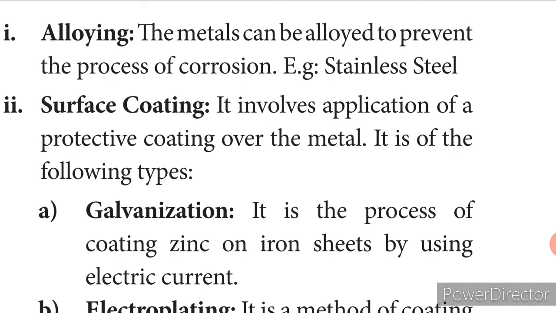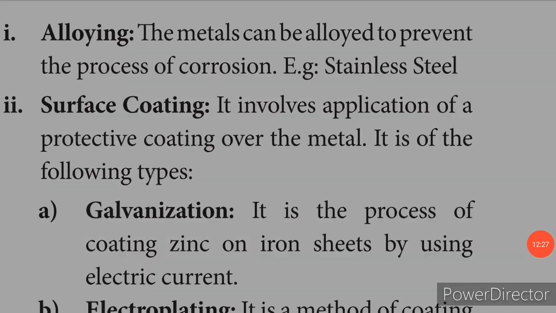Now this process, galvanization, is a process in which the coating on the iron sheets will be of zinc, and this is done using electric current. When the electric current is passed through it, a fine thin coating of zinc gets deposited on the iron sheets, and this zinc prevents the iron from getting rusted or corroded. So this process is called galvanization. The thin layer of zinc gets deposited on the iron sheets.